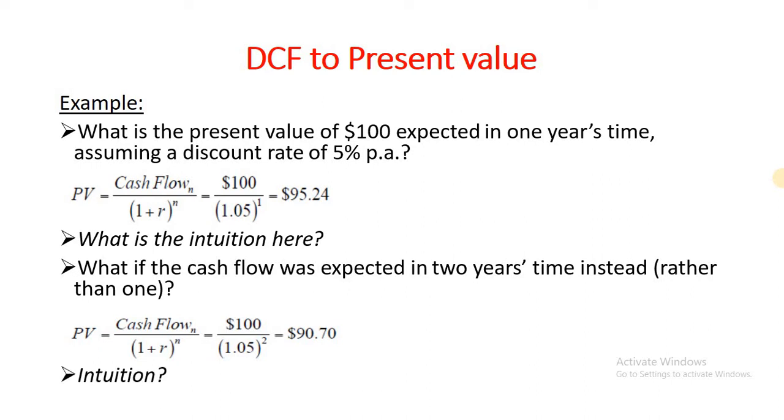So let's look at what is the intuition. From here we can say that the present value of $100 after 1 year is higher than the present value of $100 after 2 years. So if you receive money sooner, the value of money will be higher.